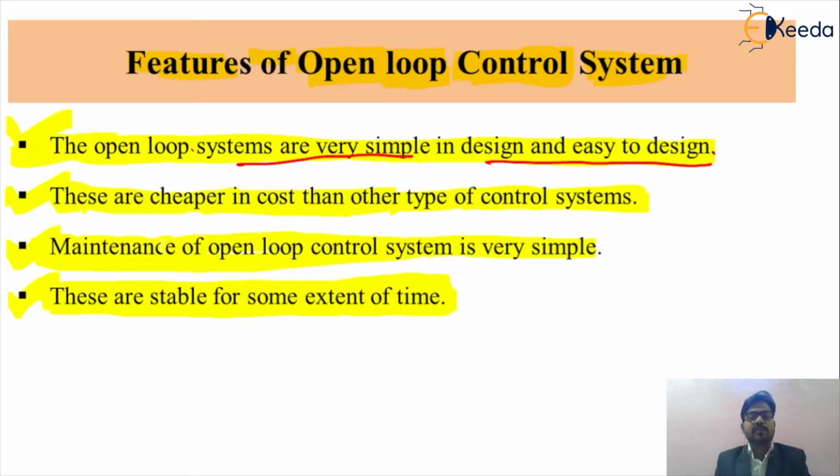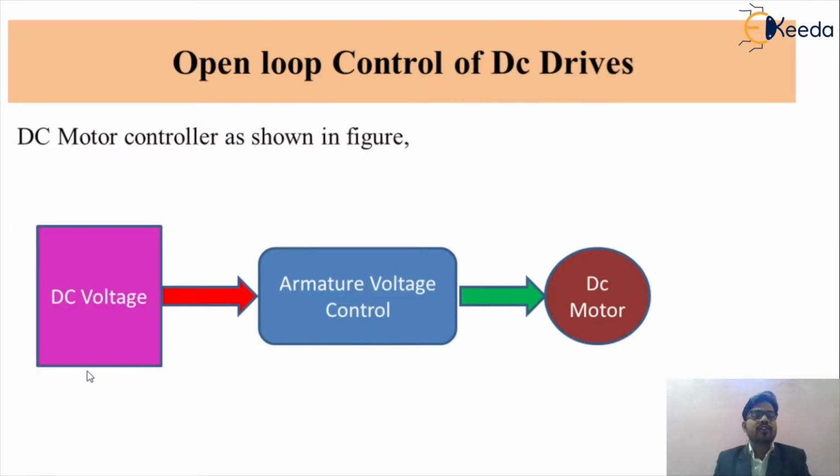Now friends, we can apply this open loop control system over a drive, which is called the DC drive. For understanding the open loop control of a DC drive, we are taking an example from electrical engineering. Previously we understood day-to-day life examples such as the washing machine and traffic light control, but now we are applying the open loop control technique over a drive, and such a drive is called a DC drive.